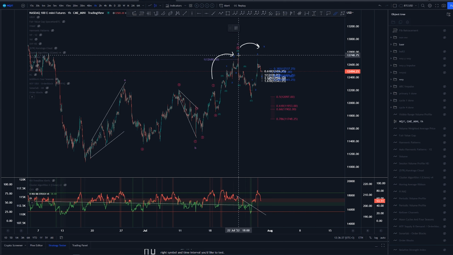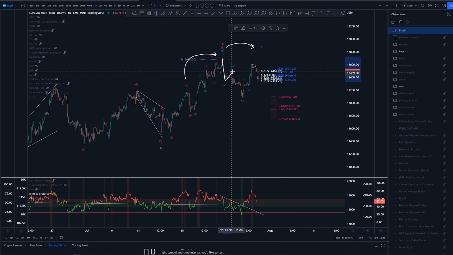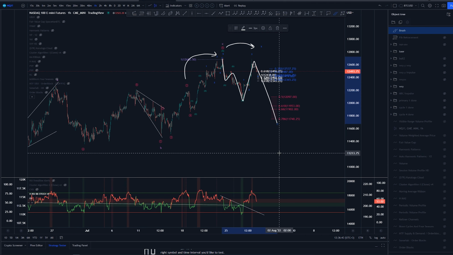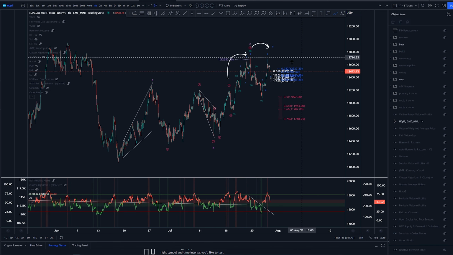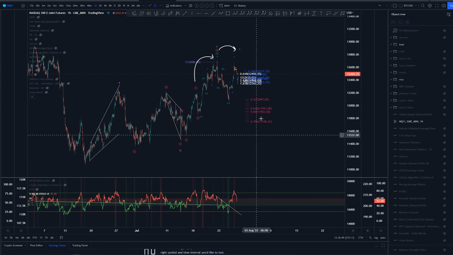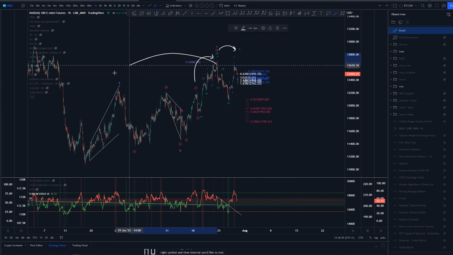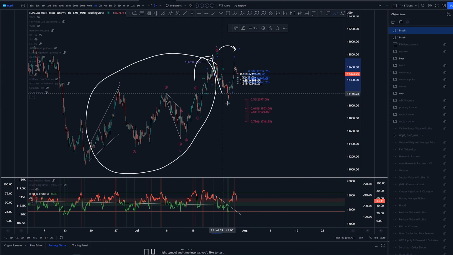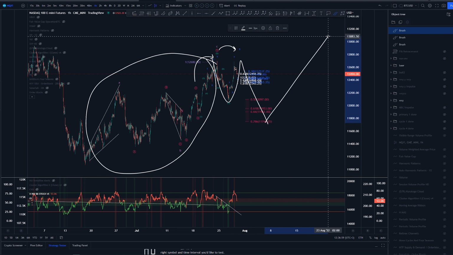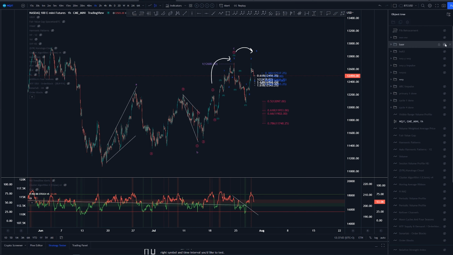However, it is not said that we need to do that. We have not taken out these highs. We can also be correctively climbing down as well. So we would have this as an ABC, and this structure would be either a connector for this larger structure, and we could be climbing higher from here on out, giving us a second leg basically for this here, like so. So that is one scenario as well on Nasdaq.